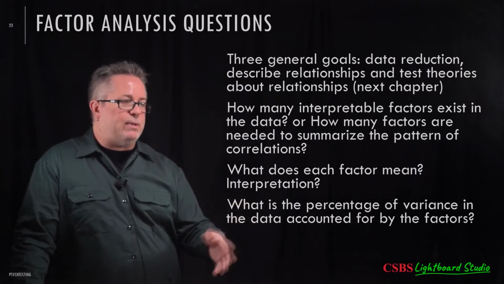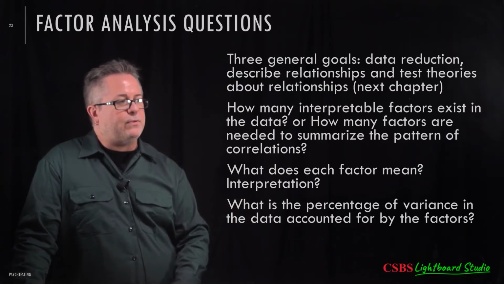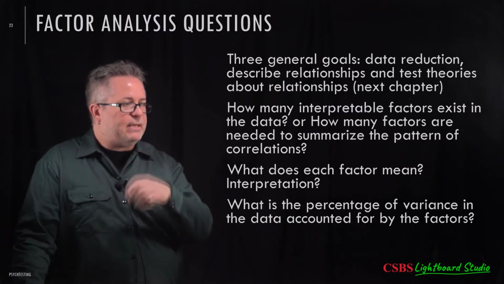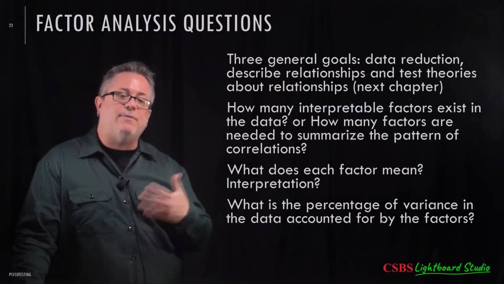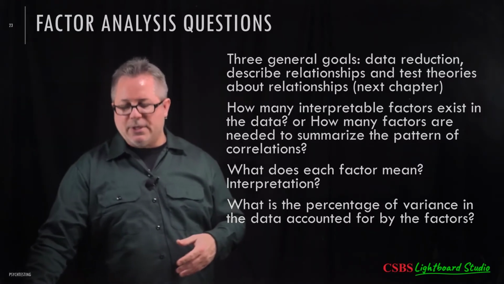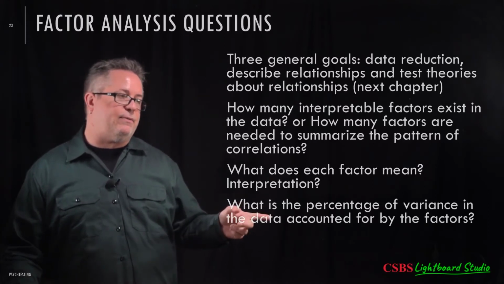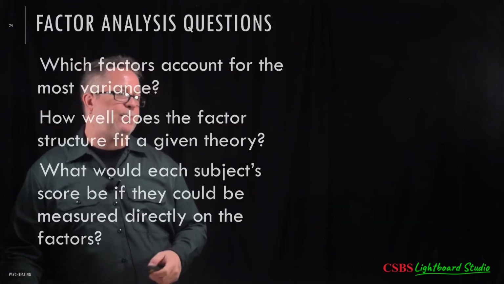What does each factor mean? How do you interpret it? How can you actually look at that and actually interpret the factor in some way? And then what is the percentage of variance in the data accounted for by the factors? Are the factors actually accounting for a large amount of the variance in the items? Because if they're not doing a very good job of covering the variation in those items, it's important that the factors actually do a good job in explaining the variance in those items.